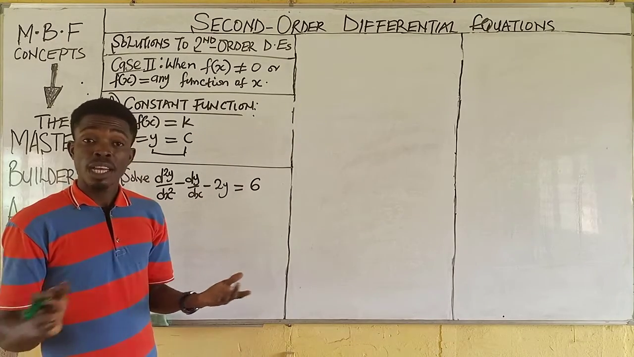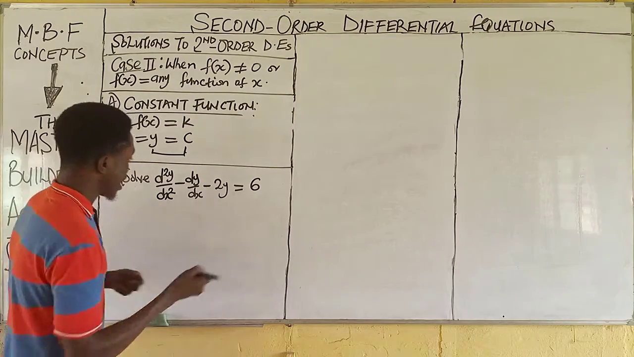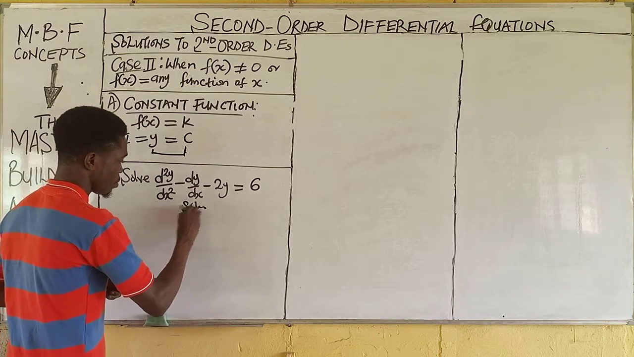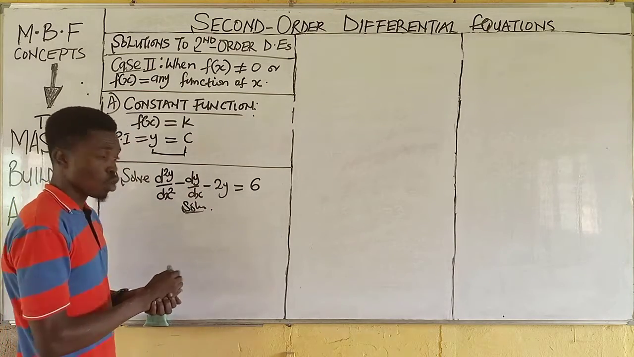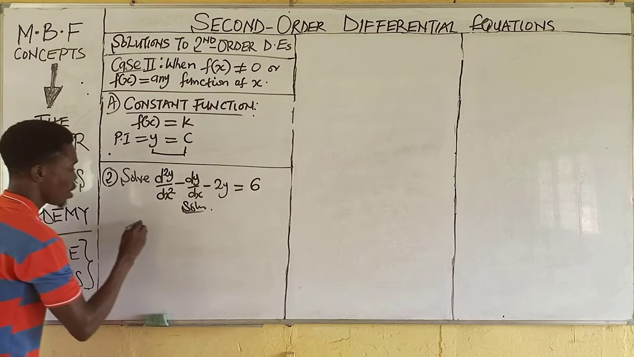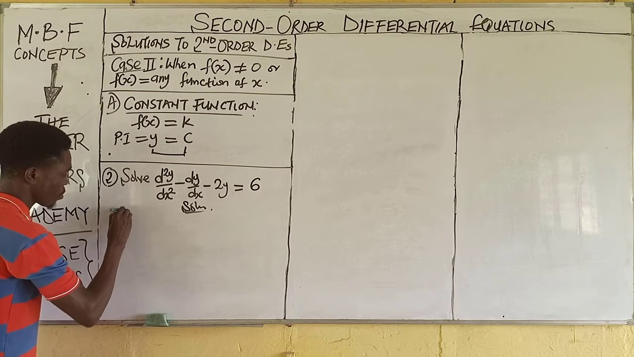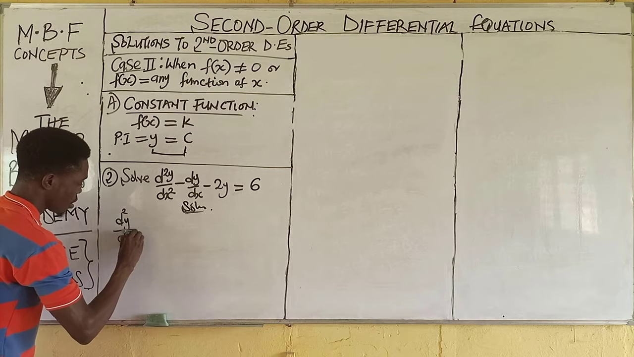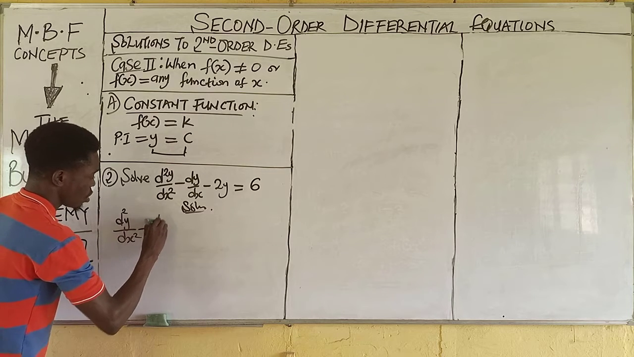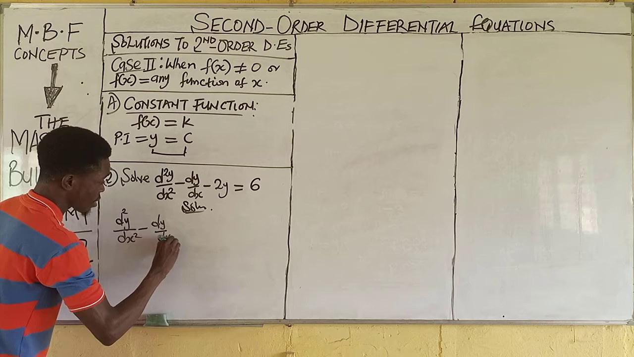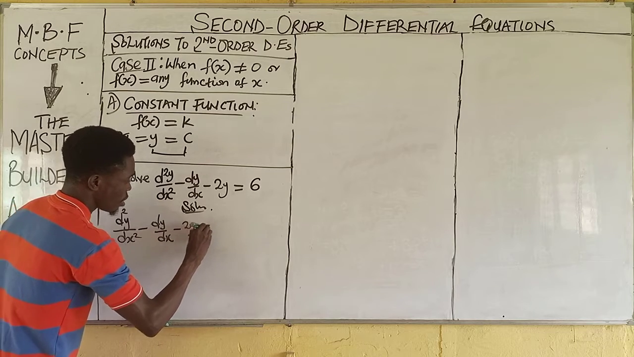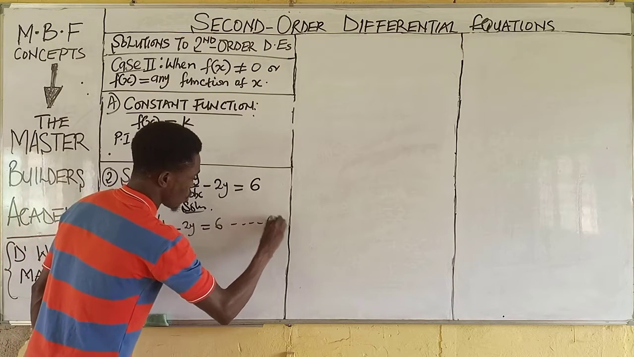What do you do here? The first thing you do is to put down your solution. Then you can state the equation if you want to, or you can from here just label it as equation 1. But let's state it: d squared y over dx squared minus dy over dx minus 2y is equal to 6. Then this is equation 1.